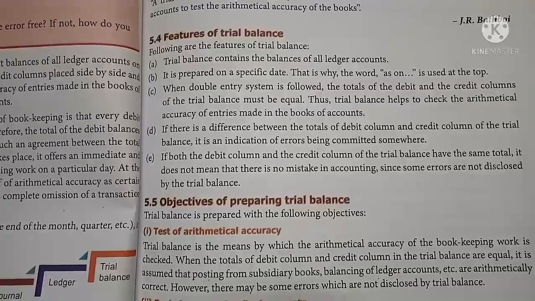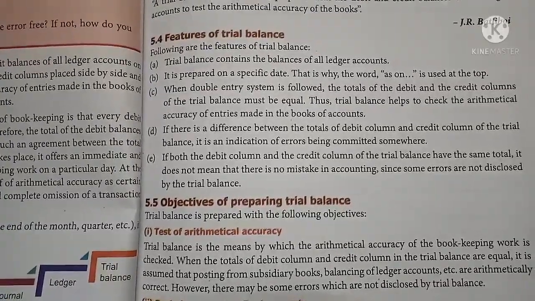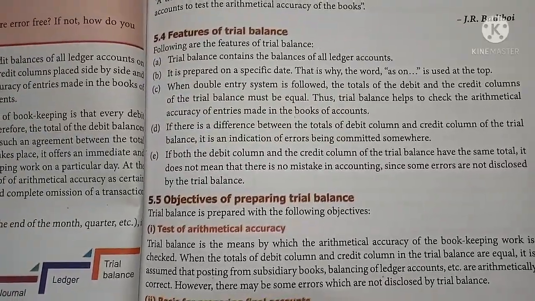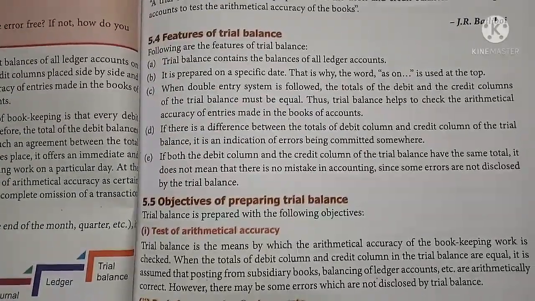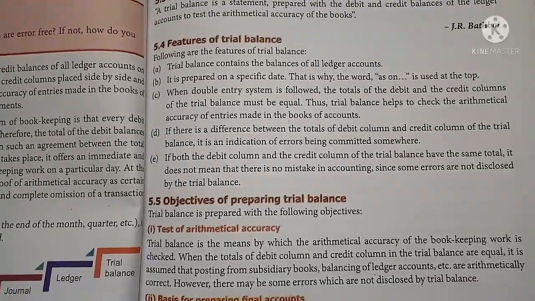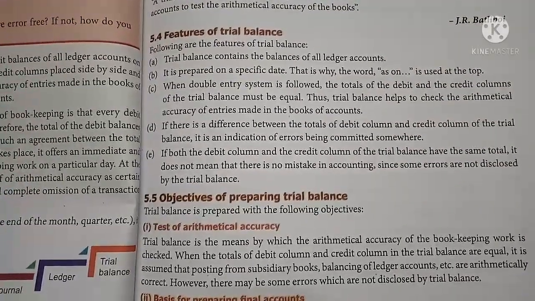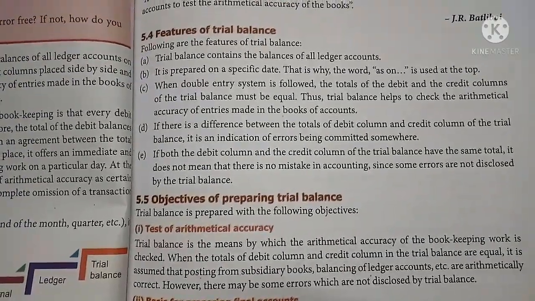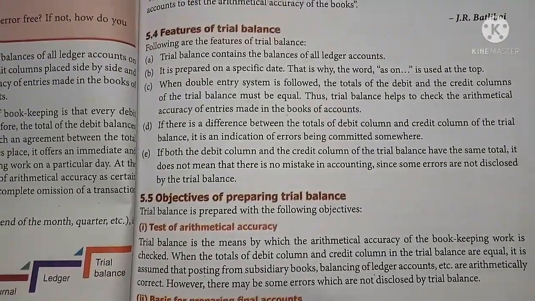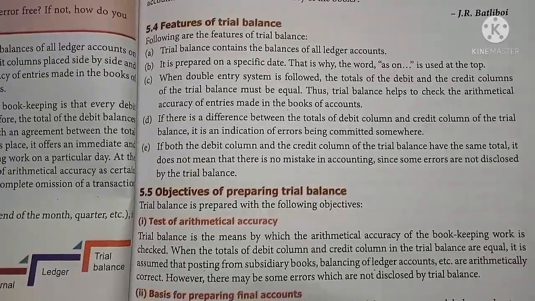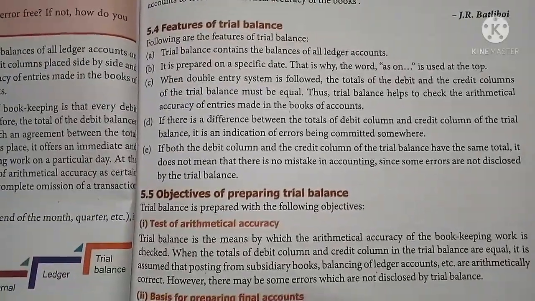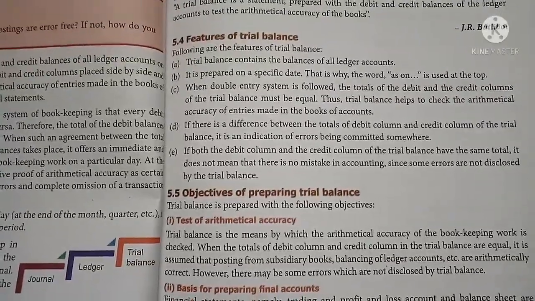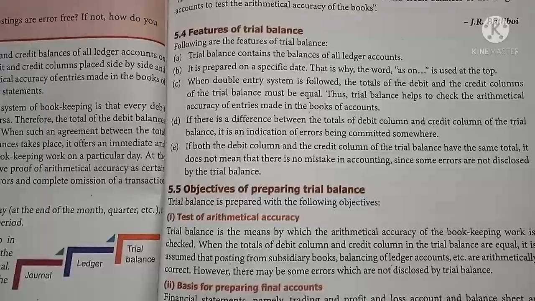So an accounting clerical error has been committed in the books of accounts if the totals of the debit and the credit columns of the trial balance do not agree. If both the debit and the credit columns of the trial balance have the same total, it does not mean that there are no mistakes in accounting. Some errors are not disclosed by the trial balance, even though the trial balance tallies.